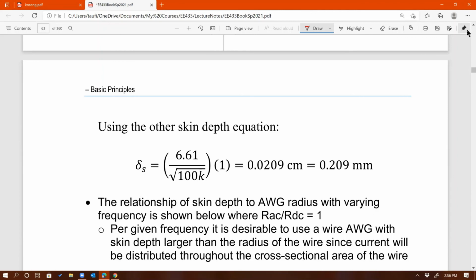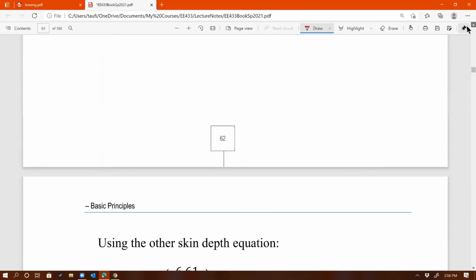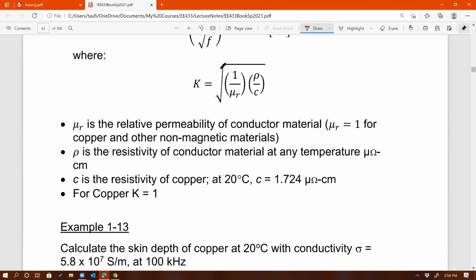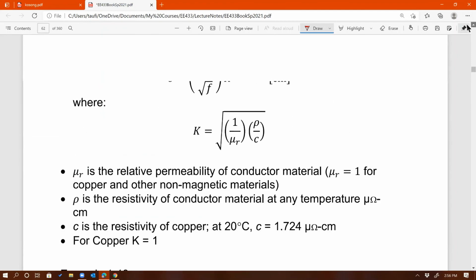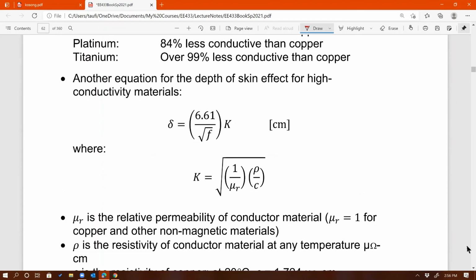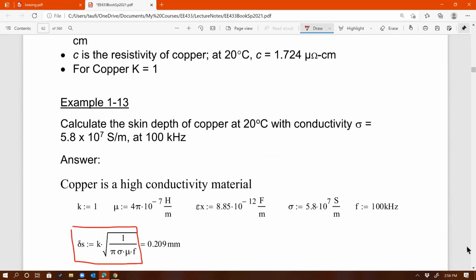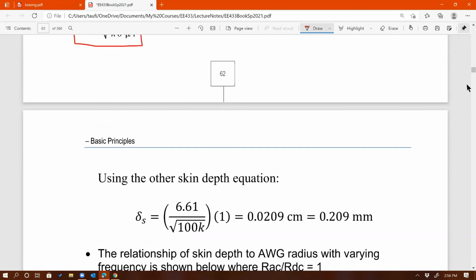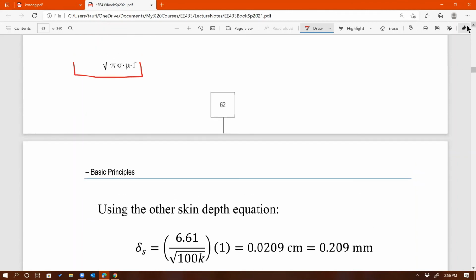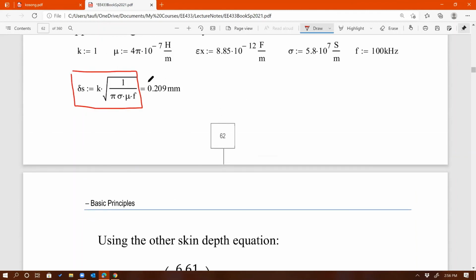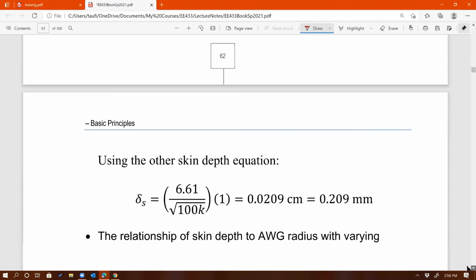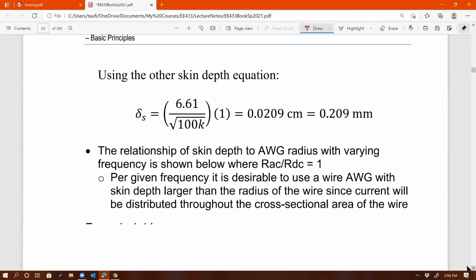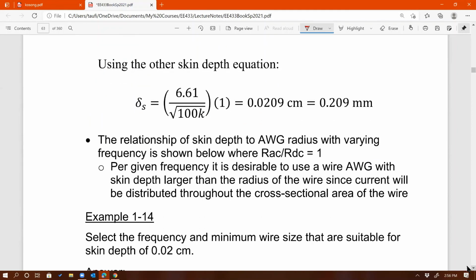And if you use the last equation, the approximations, the last one right here. Oops, sorry, not that one. This one right there. Then the result is not far. It's 0.209 millimeters, actually the same, 0.209 millimeters. And then the second equation also 0.209 millimeters. So that's good. That's a good approximation. It's actually the same for this case.